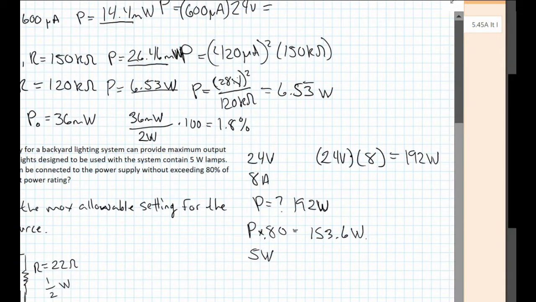All right, and we know we have 5-watt bulbs. So how many can go into here? So we take that number and just divide it by 5. So we come up with 30.72. However, the watts cancel out. However, if you look at it, you can't put 0.72 of a light bulb in there. So the number would just be 30. So that would be the answer. 30 light bulbs.